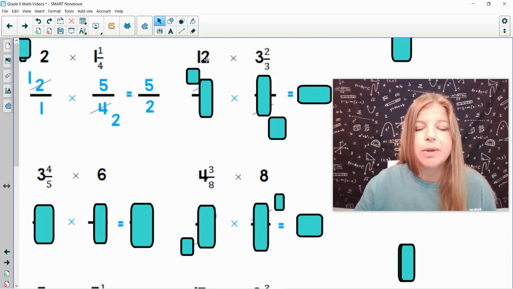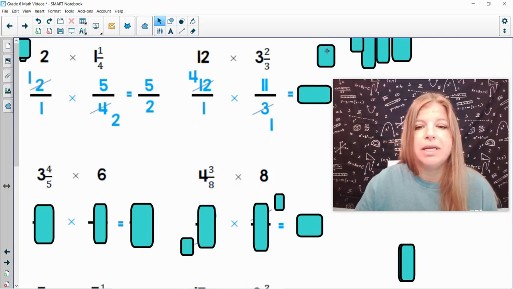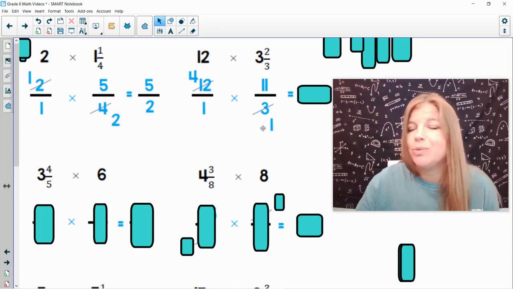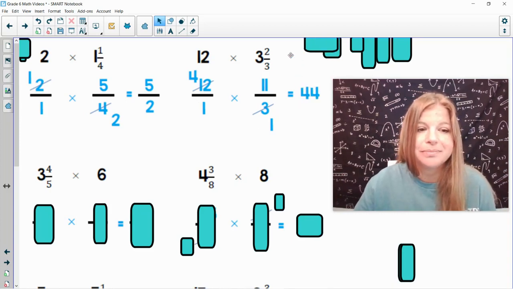Excellent. Next one, 12 times 3 and 2/3. 12 becomes 12 over 1. 3 and 2/3, well, let's see. 3 times 3 is 9. 9 plus 2 is 11. So this is now 11/3. I crossed out my 12 and 3 because I could divide them both by 3. 12 divided by 3 is 4. 3 divided by 3 is 1. So now 4 times 11 is 44. 1 times 1 is just 1. And 44 over 1 is just 44.